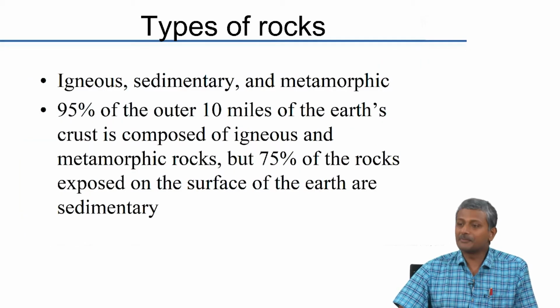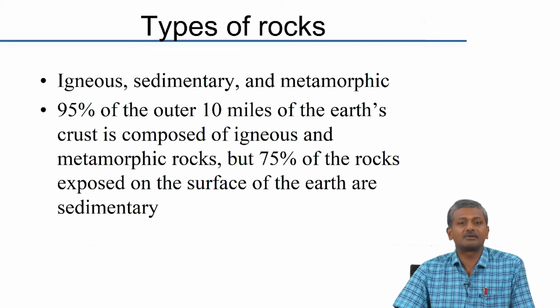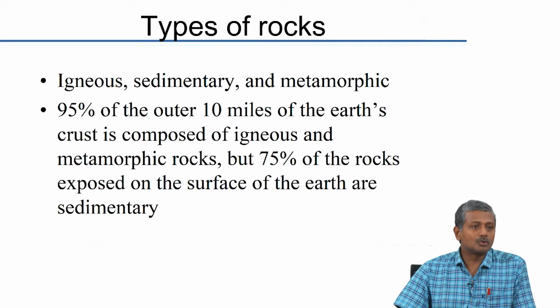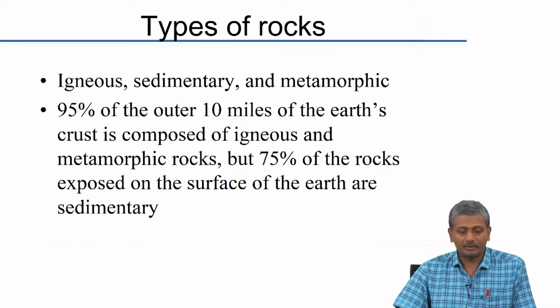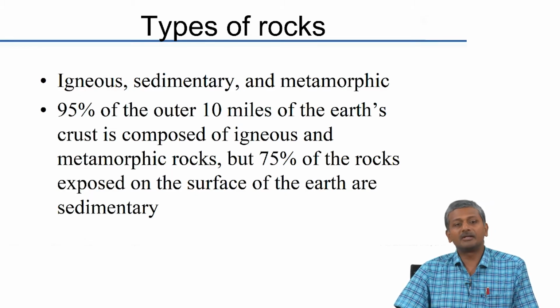So, these minerals make up the rocks. Rock is composed of either one type of mineral or several types of minerals. Rocks, you know, are of three different types: igneous, sedimentary and metamorphic. 95% of the outer 10 miles of the earth's crust is composed of igneous and metamorphic rocks, but 75% of the rocks on the earth's surface are sedimentary rocks.